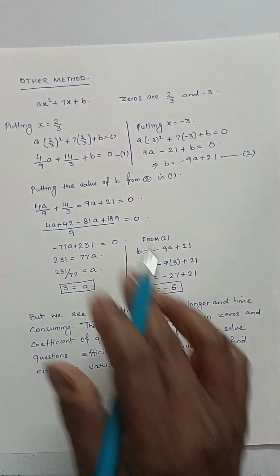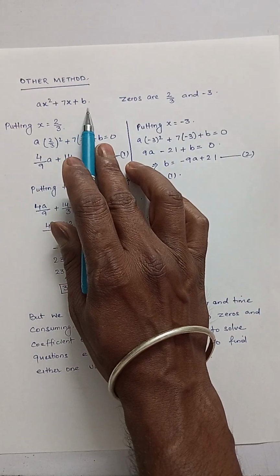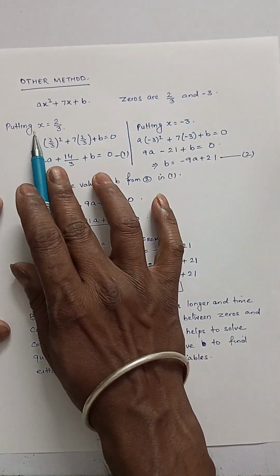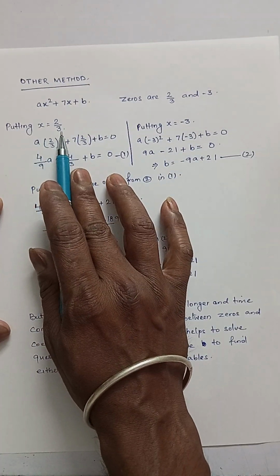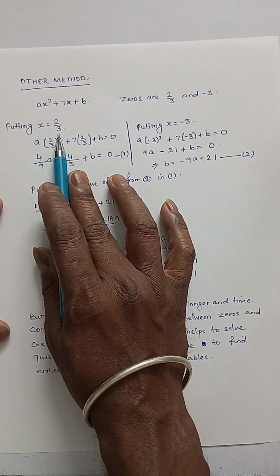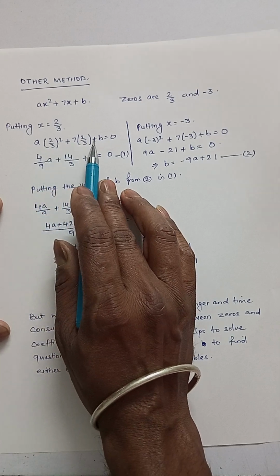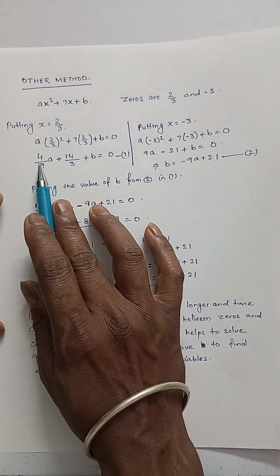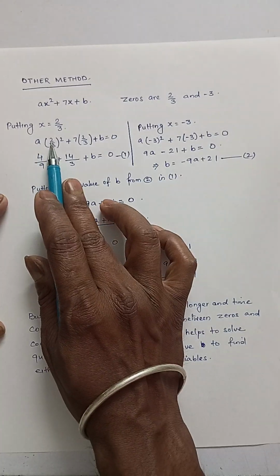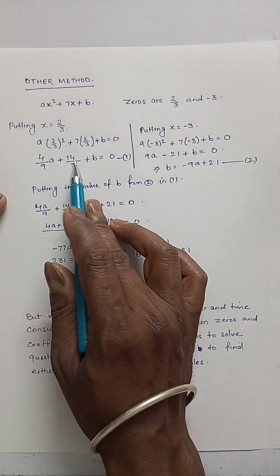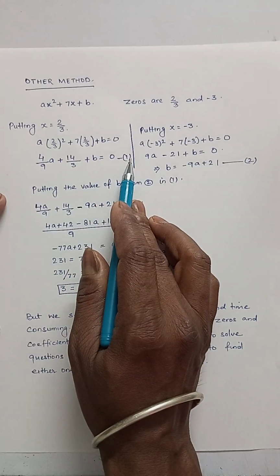Now we are going to see the other method for solving the same question. ax square plus 7x plus b, and the zeros given were 2 by 3 and minus 3. So first of all, we are going to put x equals 2 by 3. On putting x equals 2 by 3, we get a into 2 by 3 whole square plus 7 into 2 by 3 plus b equals 0. On solving, we get 4 upon 9a, since 2 square is 4 and 3 square is 9, plus 7 into 2 is 14 upon 3 plus b equals 0.